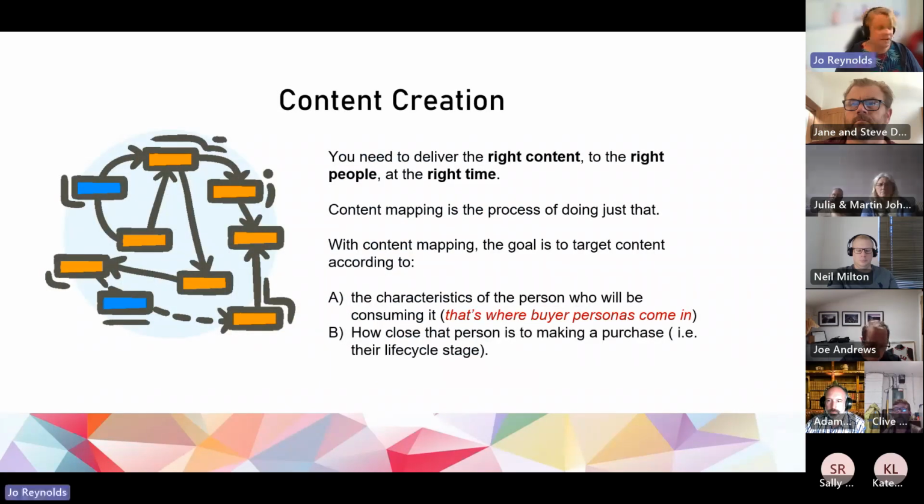So to sum it up, you need the right content to the right people at the right time. Through your business plan, your marketing plan, and everything that you've done so far with all of the advisors, you should be quite clear now on where they are. Content mapping is just the process that pulls it all together. It's about knowing where that person comes in and how close they are to making a purchase, because you might just need to tell them a bit more about the features of what you're doing before you tell them what the price is, for example. Again, it comes into the selling in a minute.